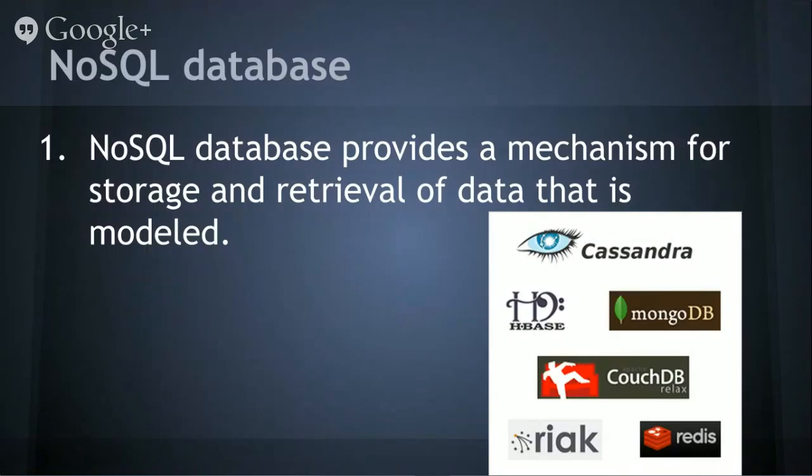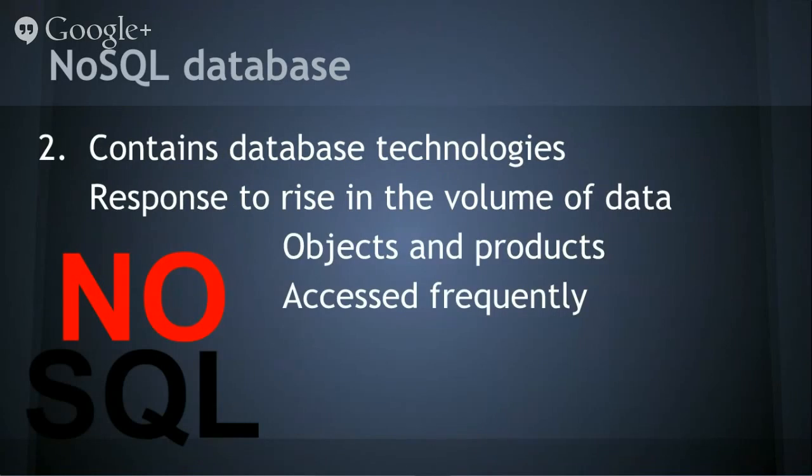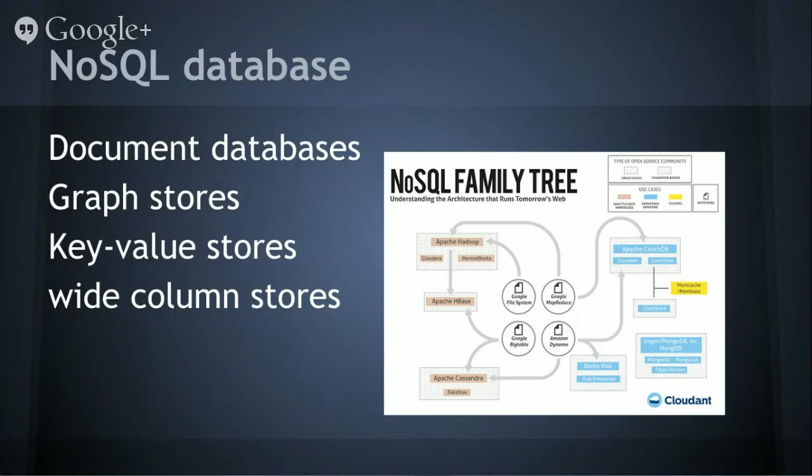Any NoSQL database provides a mechanism for storage and retrieval of data that is modeled in means other than tables. In addition, NoSQL is also an important part of databases. NoSQL contains a wide variety of different database technologies and was developed in response to a rise in the volume of data stored about users, objects, and products, and the frequency in which this data is accessed. Among the NoSQL database types, there are document databases, graph stores, key-value stores, and wide column stores.